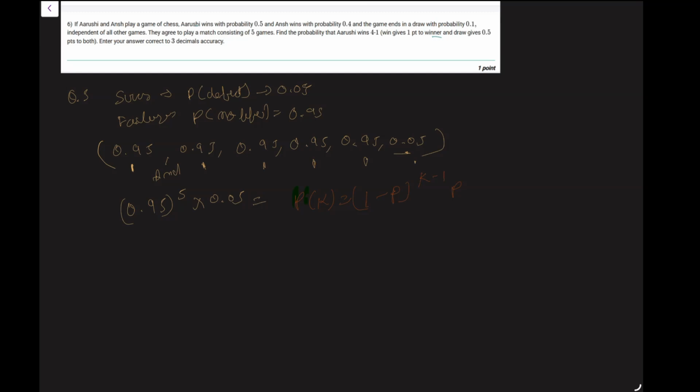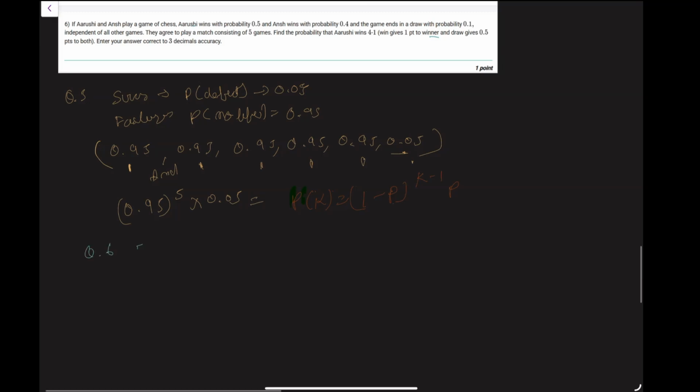Okay. So this problem involves a fixed number of games. Question number 6, fixed games. And how many games were there? 5. And we need to find the probability of a specific set of outcomes. So this is a multinomial probability problem.